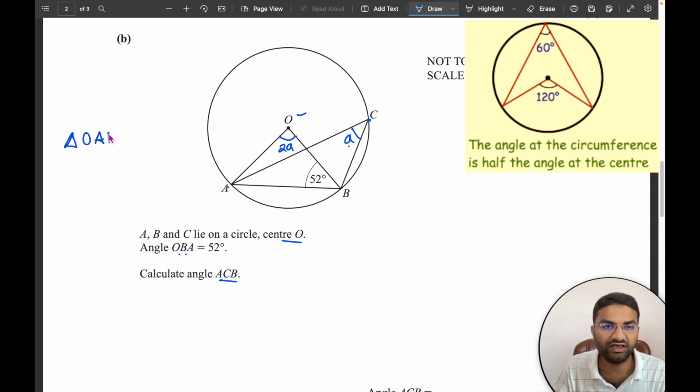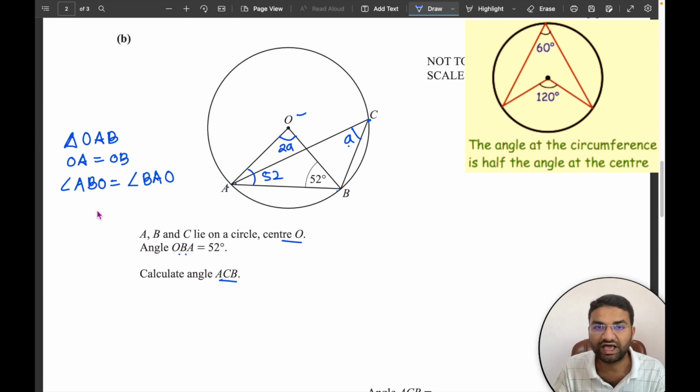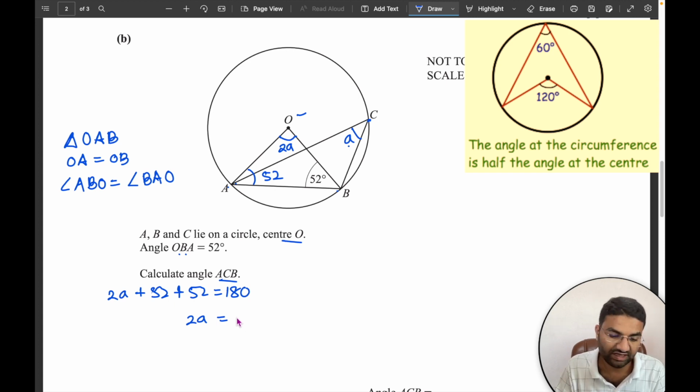In triangle OAB, if you observe, OA is equal to OB. This is an isosceles triangle, so angle ABO is equal to angle BAO, and these two angles are 52 degrees. You can use this to calculate 2A. The sum of all angles of a triangle is 180. So 2A plus 52 plus 52 is equal to 180, and 2A is equal to 180 minus 2 times 52, which is 76. Use the calculator to calculate. So you got this angle as 76, which means A is equal to 38.